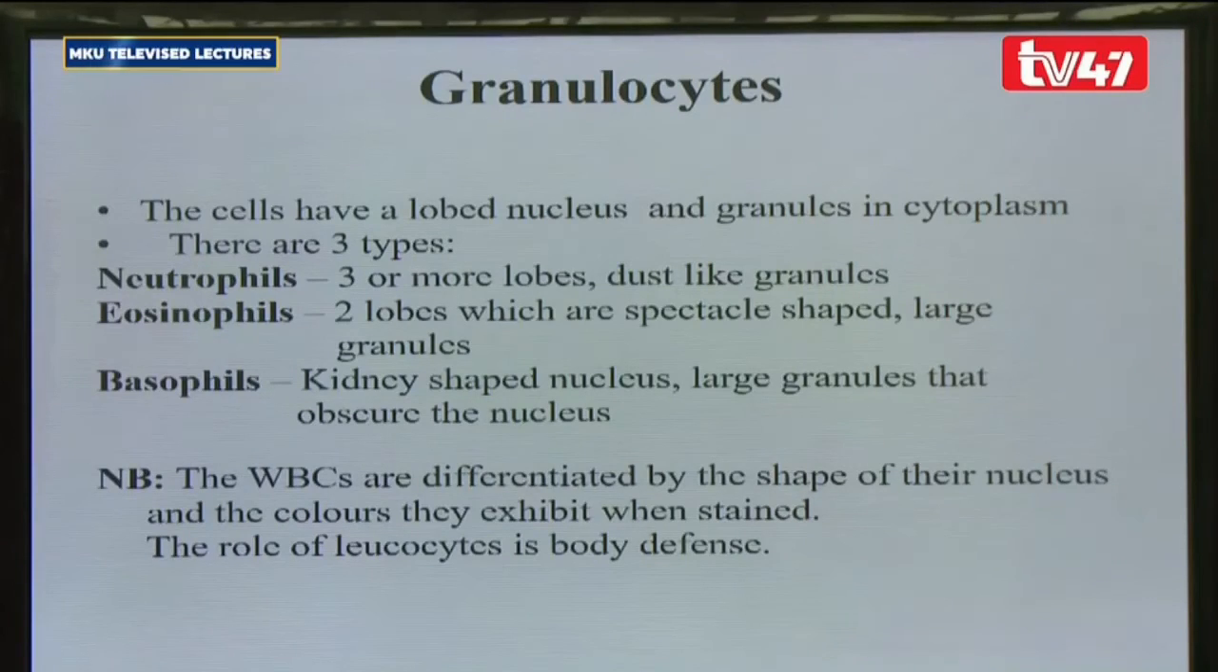So for the white blood cells generally, looking at both granulocytes and agranulocytes, we end up with 5 different types: the lymphocytes, the monocytes, the neutrophils, the eosinophils, and the basophils. Although the white blood cells are different, they all play the same role of body defense.